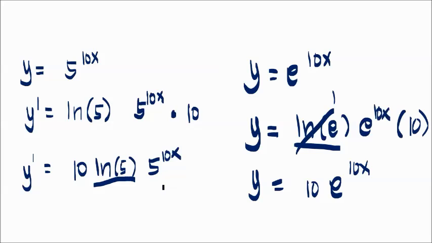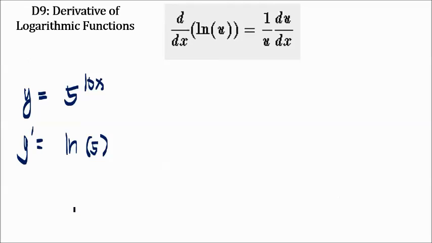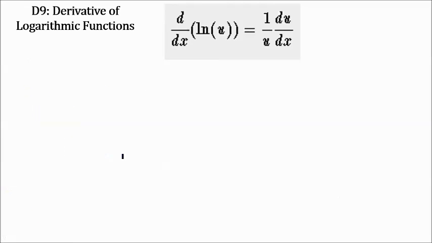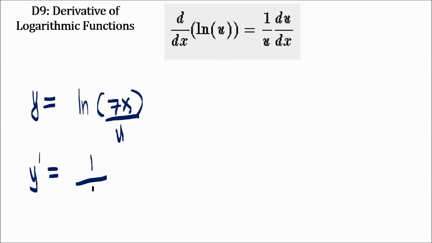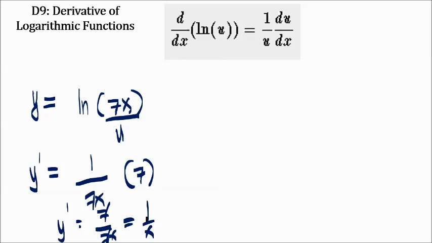Yes, sir. Okay, so for the logarithmic function, we have the derivative of ln of u is equal to 1 over u times du over dx. So for example, you have the problem ln of 7x. So our u here is the 7x, right? Then our y prime is equal to 1 over u, 1 over 7x, because our u is 7x. Then the derivative of 7x is equal to 7. So therefore, our y prime is equal to 7 all over 7x, or we can cancel the 7, 1 over x only.